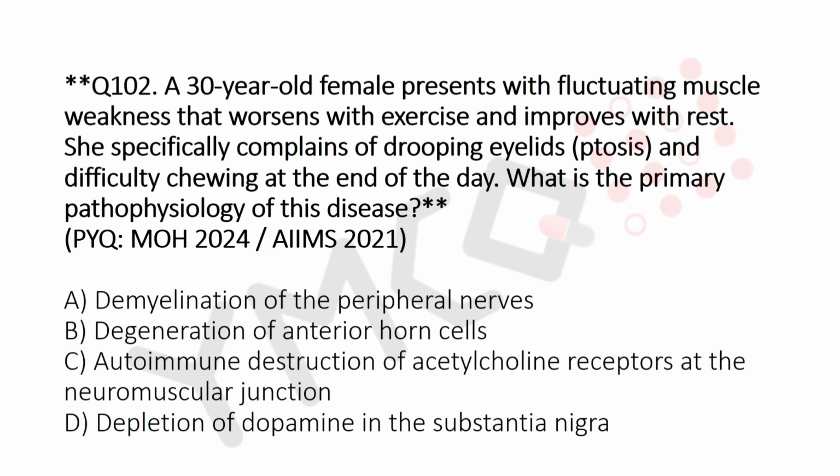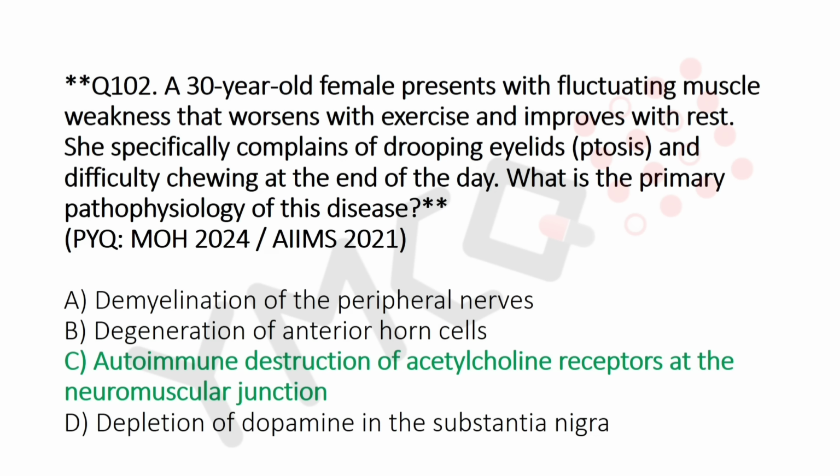And the answer is option C, autoimmune destruction of the acetylcholine receptors at the neuromuscular junction. Weakness that gets worse as the day goes on, especially in the face and the eyes, is the classic sign of myasthenia gravis. It happens because the body destroys its own acetylcholine receptors, blocking the nerve signals from reaching the muscle. Okay. Now let's move to question number 103.